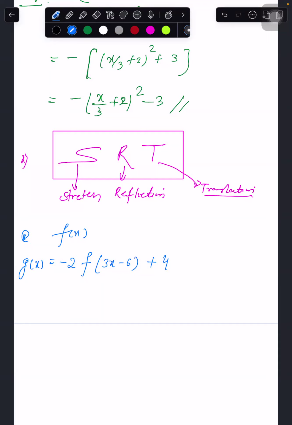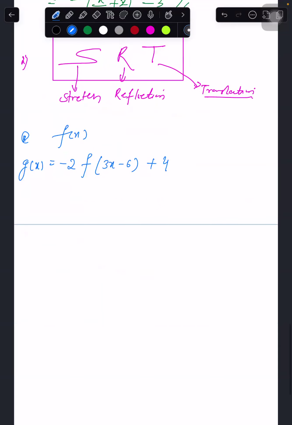So rule number 1: before you identify the transformation, your first job is to make the coefficient of x as 1. If it is not 1, make it 1. So what will I do to make it 1? I will take 3 common inside only. So if I take 3 common, what do I get? x minus 2. Is it clear to you? Before you identify any transformation, make sure that the coefficient of x is 1. If it is not 1, make it 1.